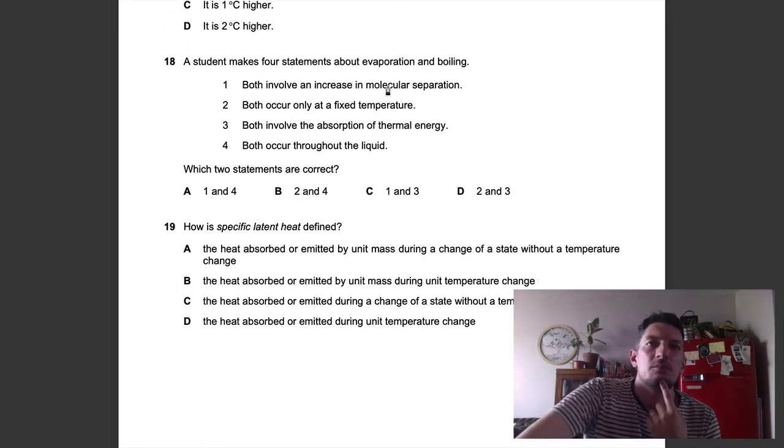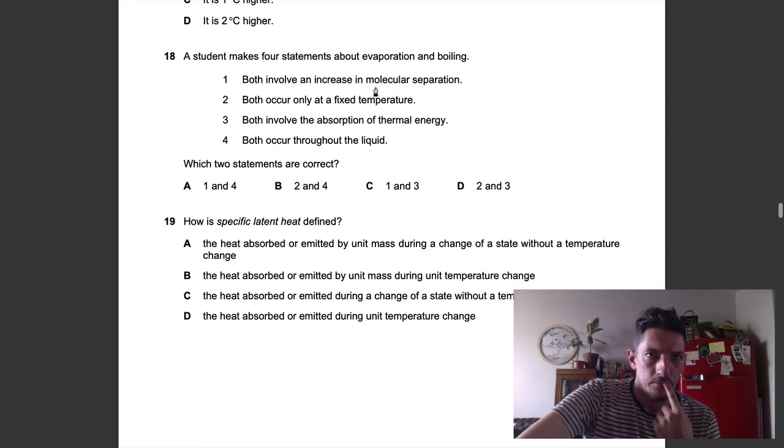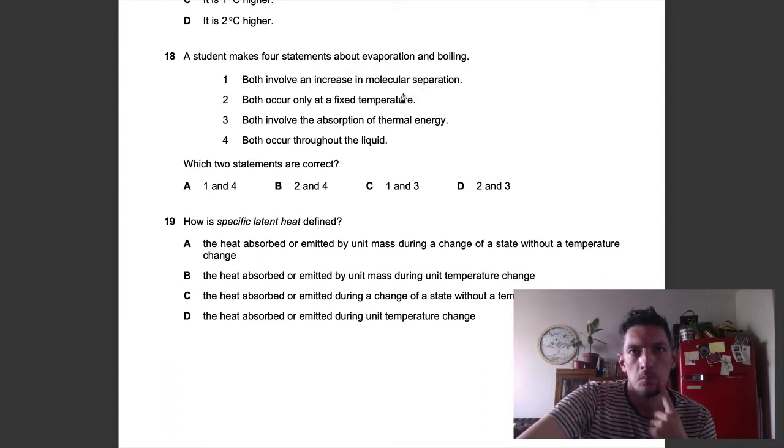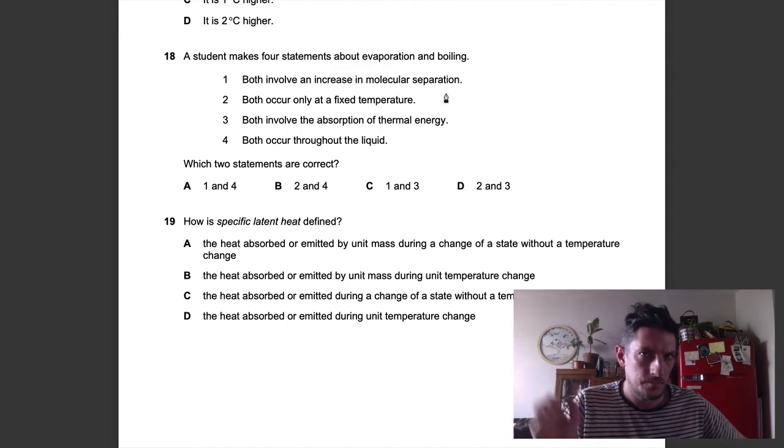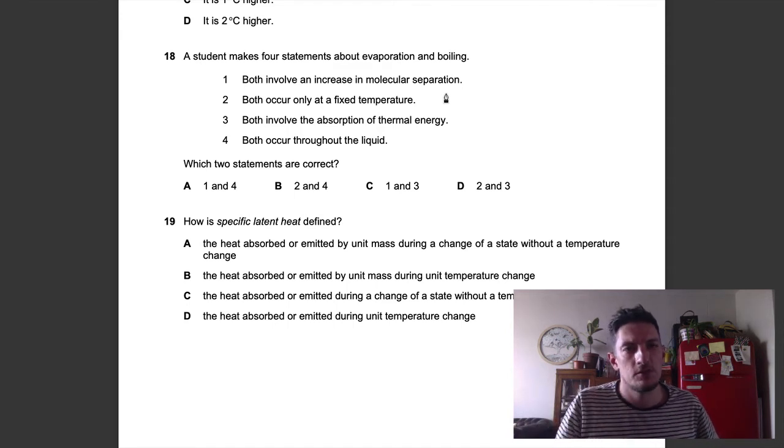A student makes 4 statements about evaporation and boiling. Both involve an increase in molecular separation. Well, I'd say evaporation a lot more than boiling. In fact, the difference between liquid and solid in terms of their separation isn't very much. In both instances, the molecules are pretty much next to each other, but in a gas they're far apart. Okay, so I don't think 1 is correct.